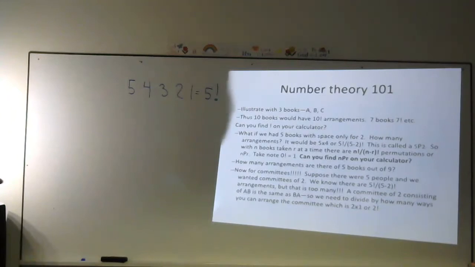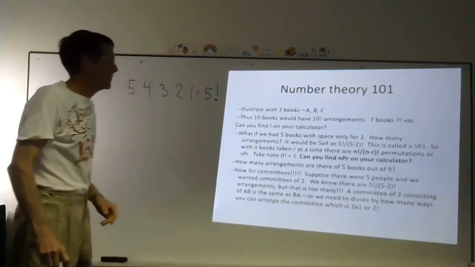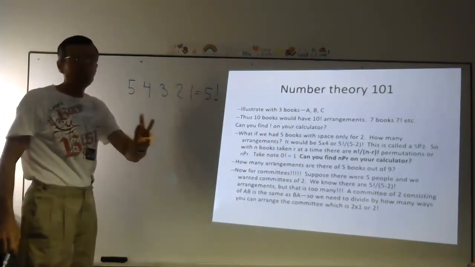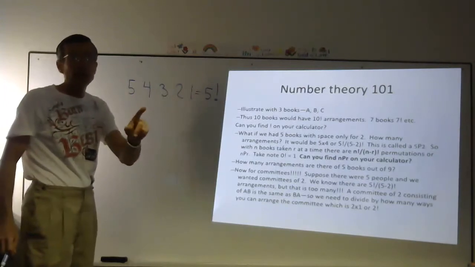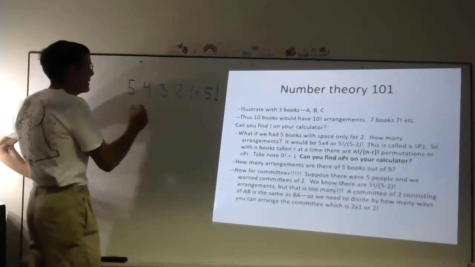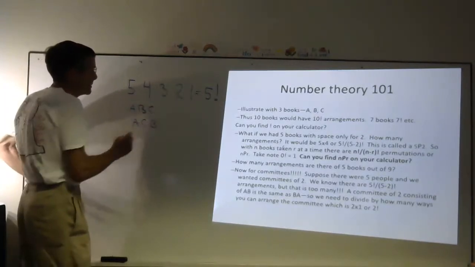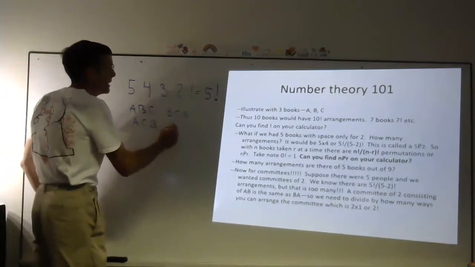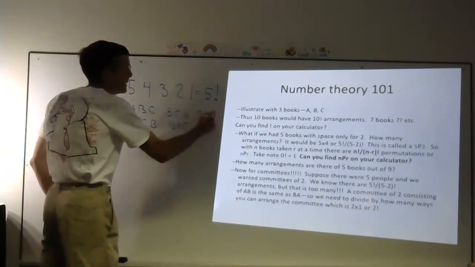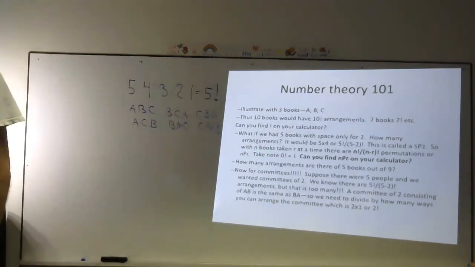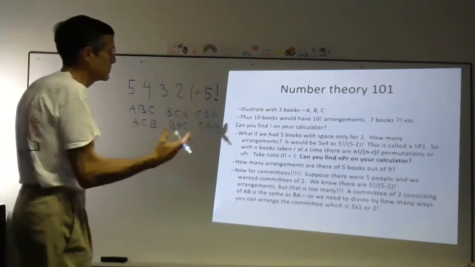Now, let's actually do it with 3 books. According to what I just said, what should the total number of arrangements be? There's 3 ways to pick the first, then 2 the second, then 1 the third. 3 times 2 times 1, there should be 6. Let's see if we can get it. ABC, ACB, and I guess that's it. BCA, BAC, CBA, CAB. And there are all 6 different ways that you can arrange 3 books on a shelf.